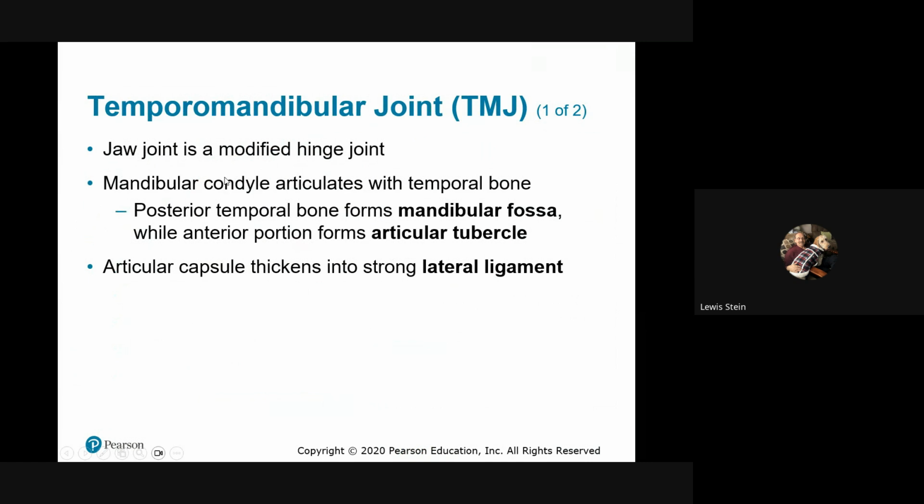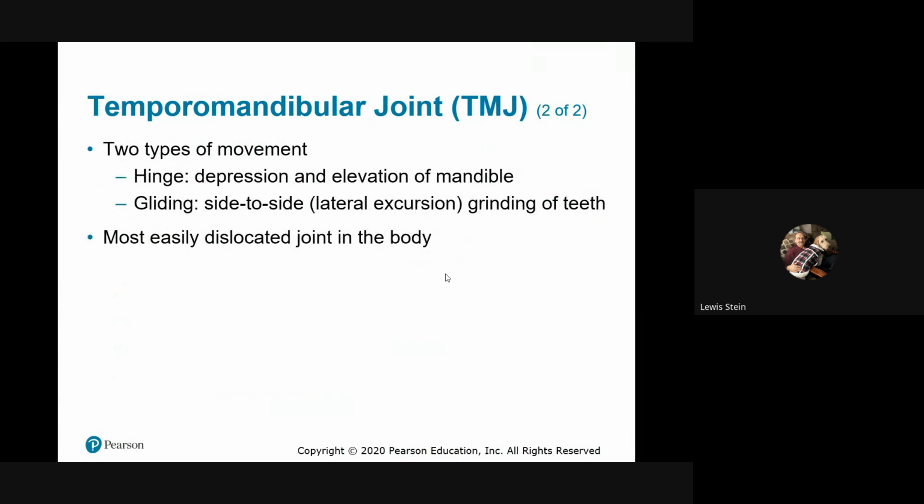So this is a modified hinge joint. Okay, that's there. Mandibular fossa. The big player here is a ligament on the outside called the lateral ligament. That's what keeps it where it's supposed to be. So effectively, the movements are sagittal plane. They effectively are depression and elevation. The one that is active is to elevate it, closing the mouth. Opening the mouth is gravity.